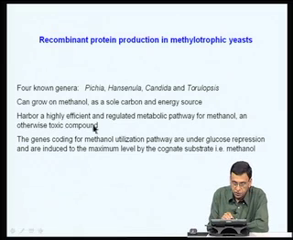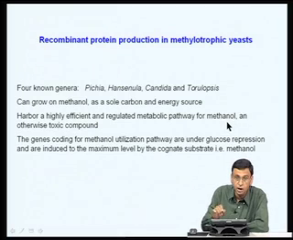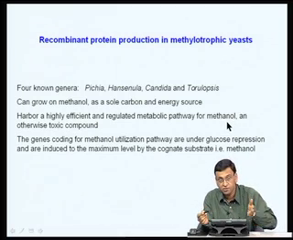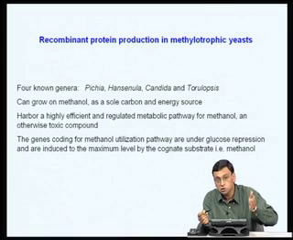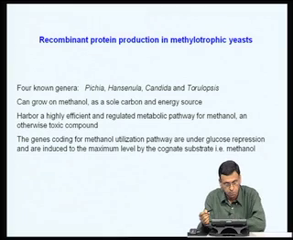So, they harbor a very efficient and regulated metabolic pathway for methanol, otherwise a toxic compound. If you add methanol, Saccharomyces cerevisiae will die, whereas these organisms can tolerate up to 1 to 2% methanol concentrations, and they can actually metabolize methanol and use it as a carbon source.